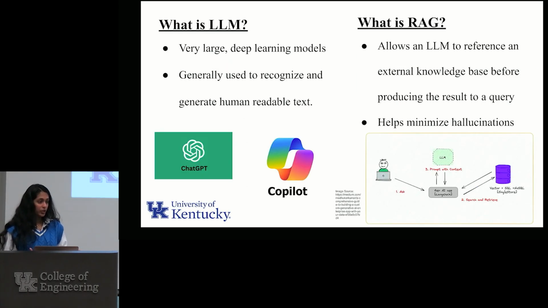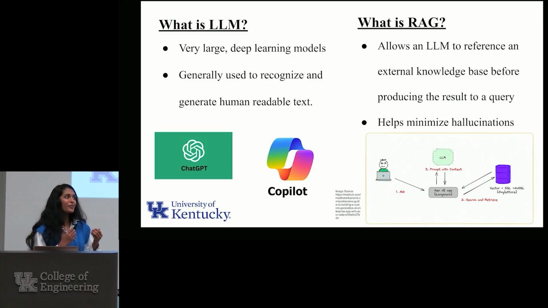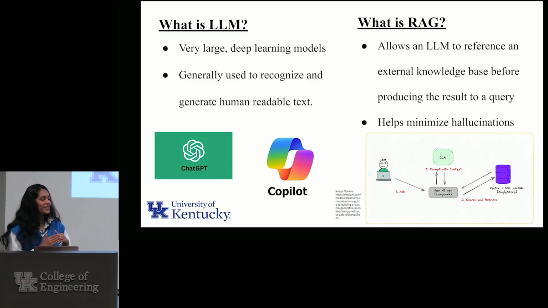LLMs and RAG are the basis of our solution. Large language models are very large deep learning models that are generally used to recognize and generate human-readable text. Retrieval augmented generation, or RAG, allows these models to reference an external knowledge base and take information from that knowledge base to augment their inherent ability to produce a more relevant and accurate result for the user query. These can also help minimize hallucinations, and they're also a lot less resource intensive than fine-tuning your models for your specific use case.